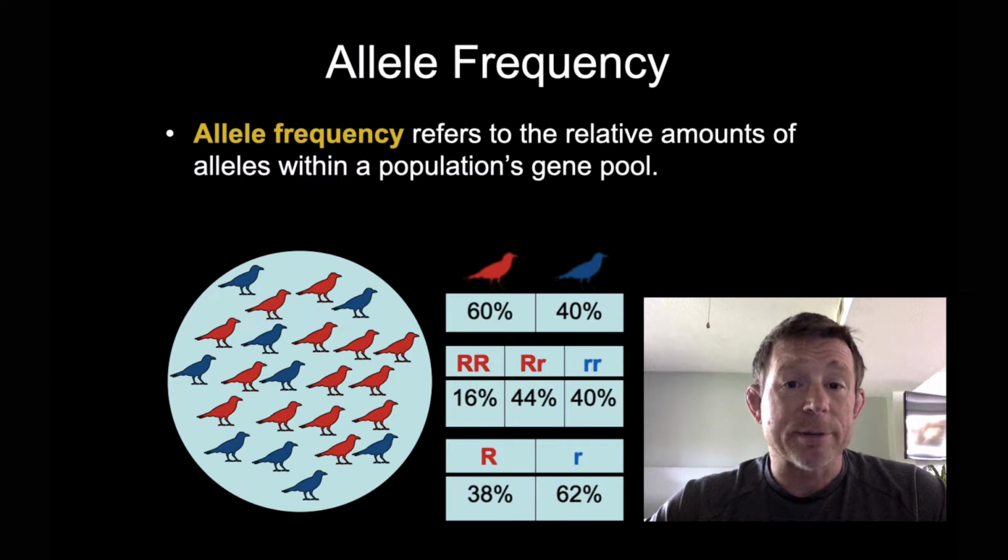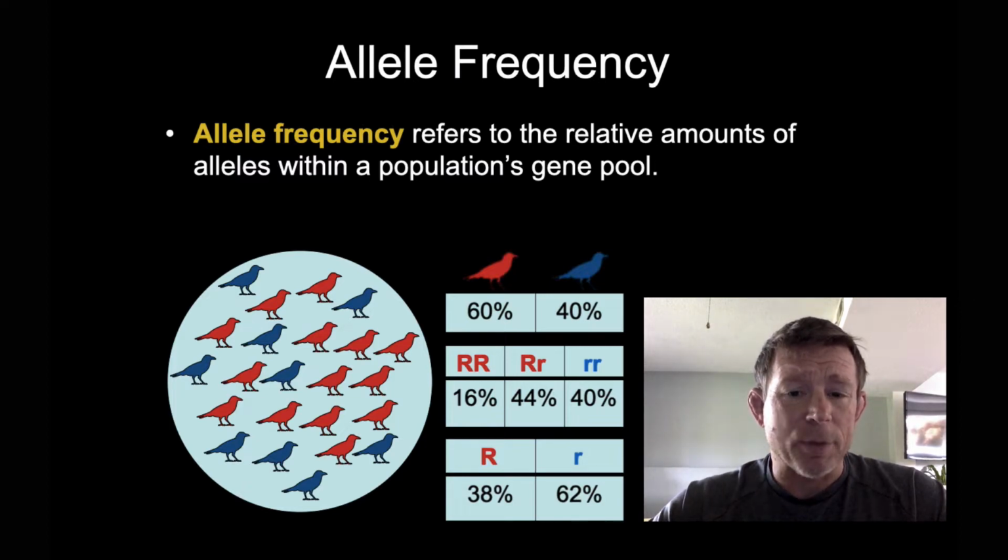So an allele frequency refers to the relative amounts of alleles within a population's gene pool. So here we have a population of birds. Some of the birds are red, and some of the birds are blue. The red bird is the dominant color, and the blue is the recessive. So about 60% of the birds are red, and about 40% are blue.